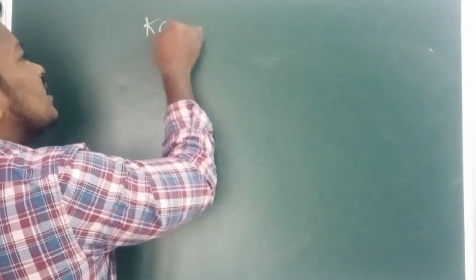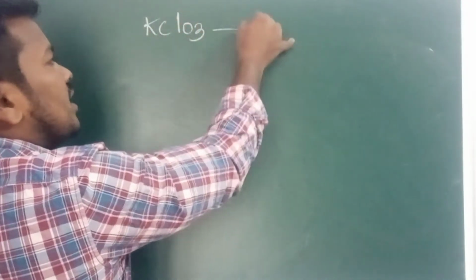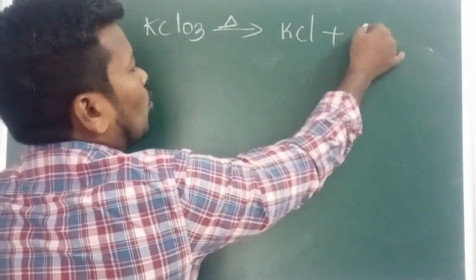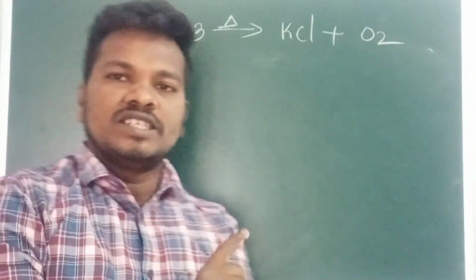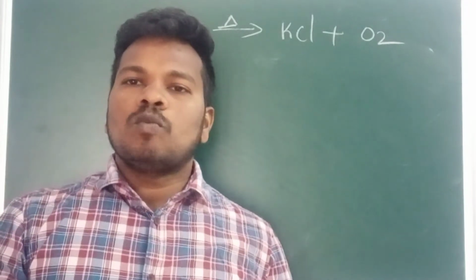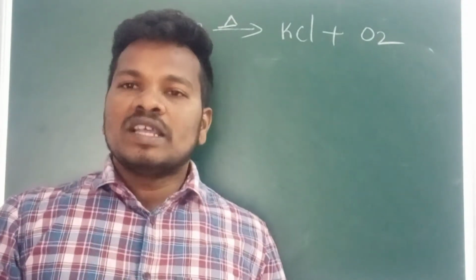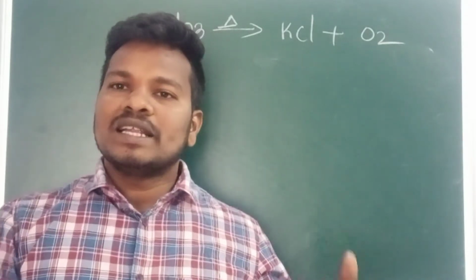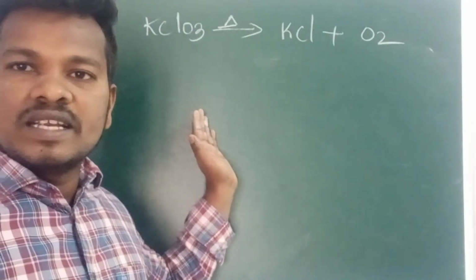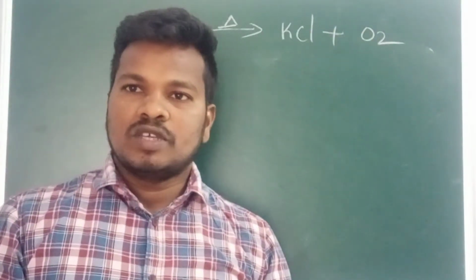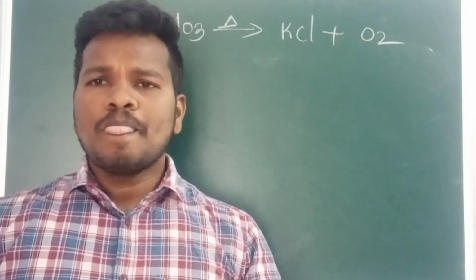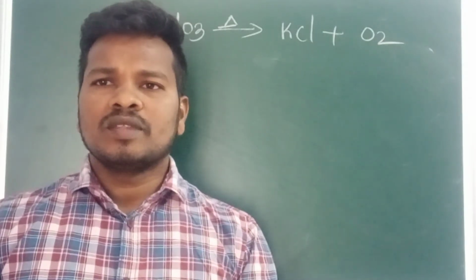Mass analysis, another example. Take KClO3. On decomposition, KClO3 forms KCl plus O2. This is the reaction. The first step is to see whether the reaction is balanced or not. Balanced means the number of atoms on the reactant side should equal the product side. If the number of atoms is equal, automatically the mass will also be equal.